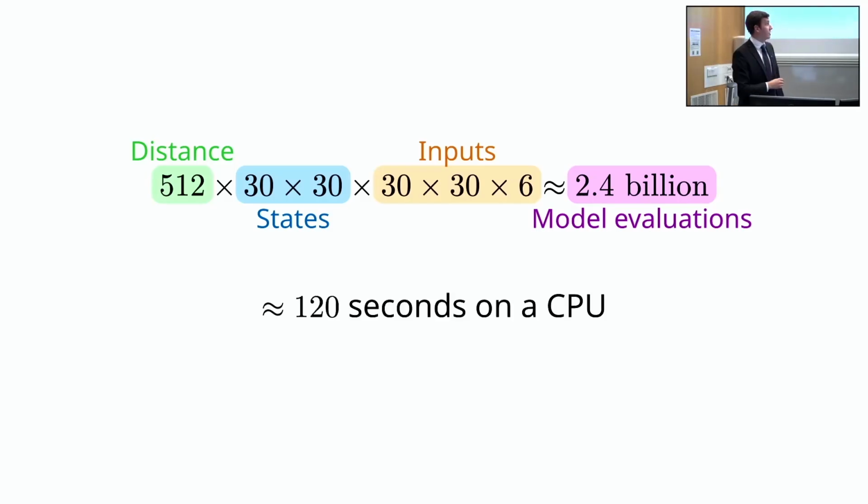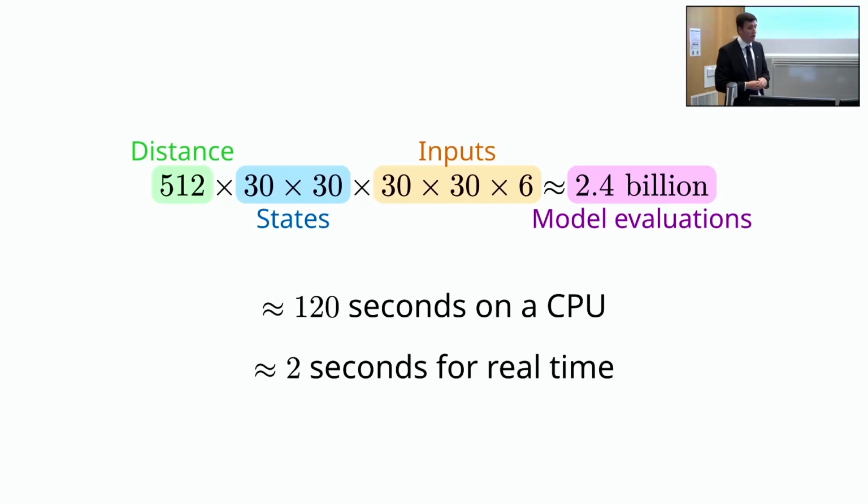On my desktop Xeon CPU, that takes about 120 seconds to complete these 2.4 billion evaluations. So if we want to take into account traffic, we'll probably have passed that traffic by the time we figure out how we should have overtaken them. For real-time use, we should aim for roughly 2 seconds. And so we're quite far away from that with a CPU.